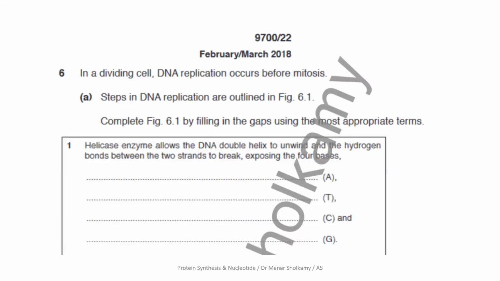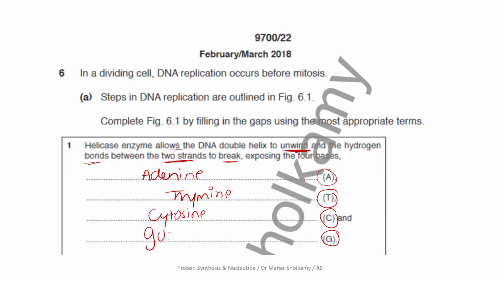Okay, it might look confusing, but trust me, you will find it very, very easy with time. Let's solve this question, because this question asks about every single detail. Mariam, helicase enzyme allows the DNA double helix to unwind and the hydrogen bonds between the 2 strands to break, exposing the 4 bases. You are expected to give the examiner the name of those bases. Very easy. What is A? Adenine. Okay. What is T? Thymine. What is C? Cytosine. Okay. What is G? Guanine. Easy.